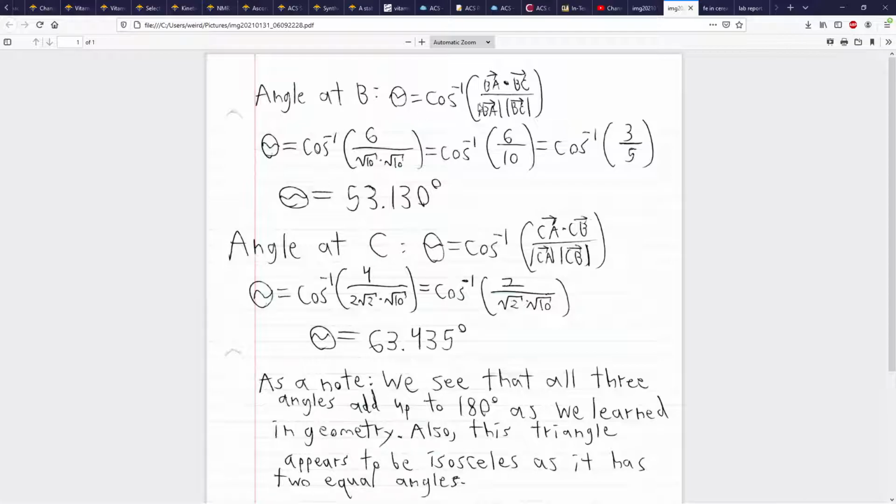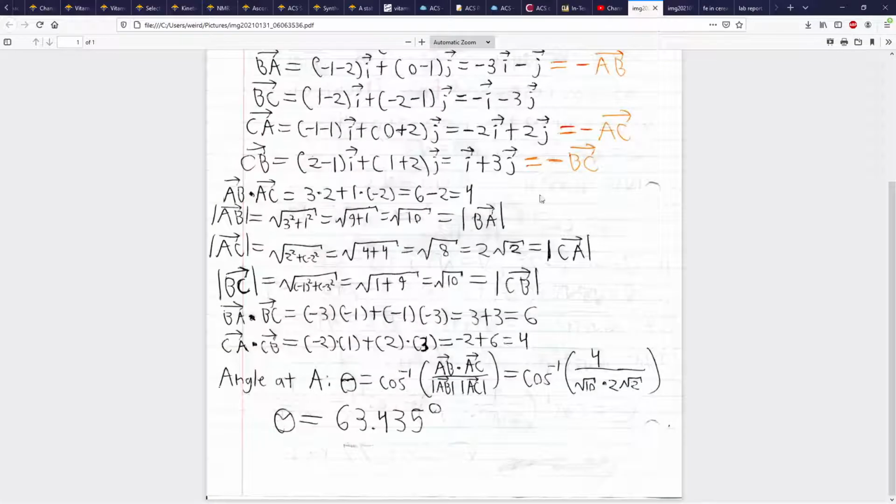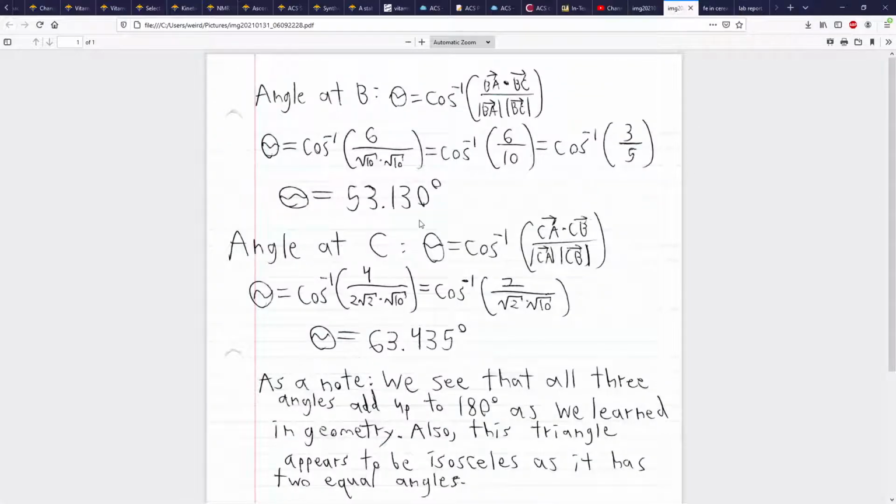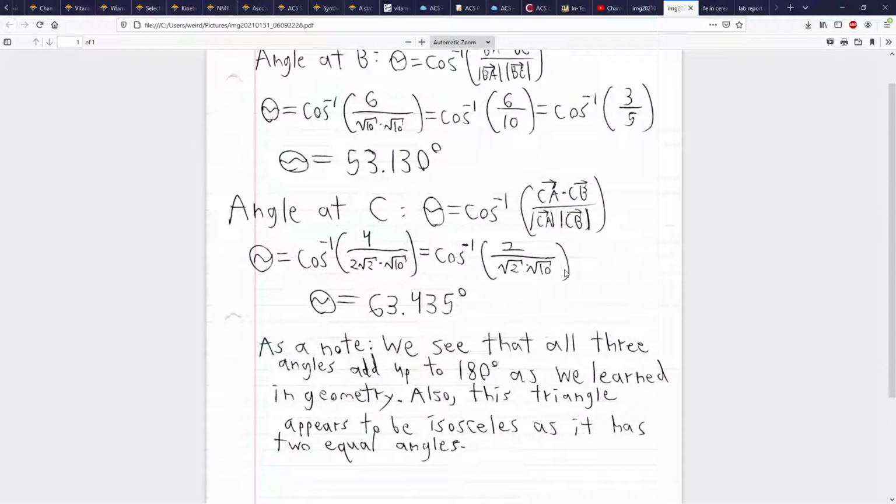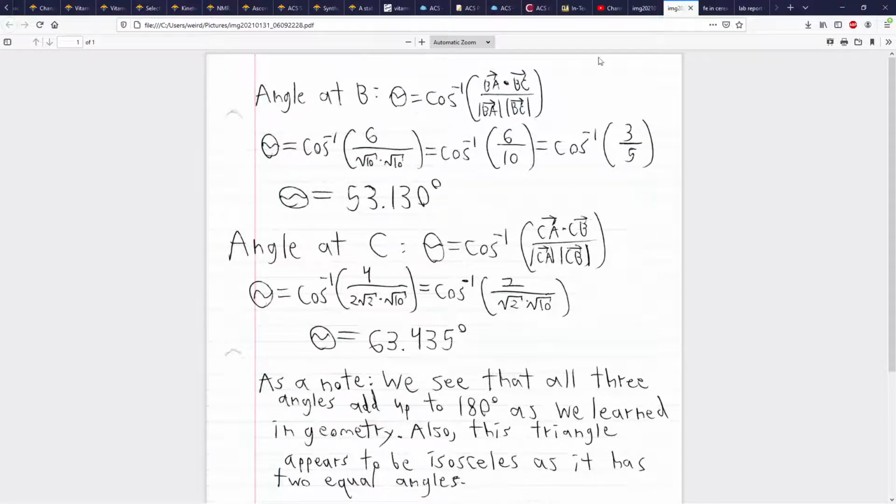And then here, for the angle at B, you plug in those values from this work. Again, you get 53.130 degrees, and then 63.435 degrees for the angle at C. If you remember from geometry, all three angles of a triangle should equal 180 degrees, because a triangle has a total of 180 degrees of internal angles. And it's isosceles because it has two equal angles. That's not necessary for this problem, it doesn't ask about that, I just set the note. Yeah, you have those three angles.